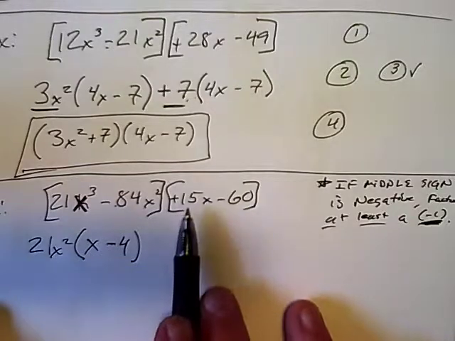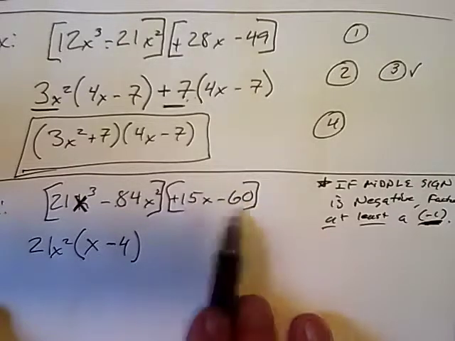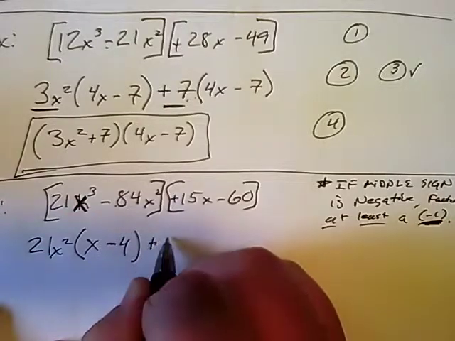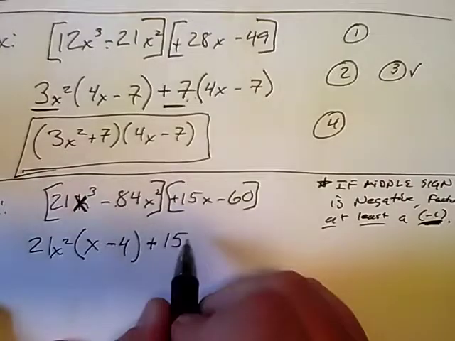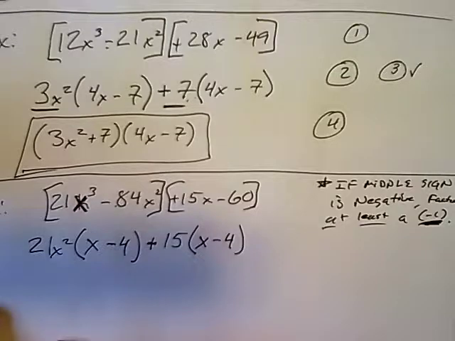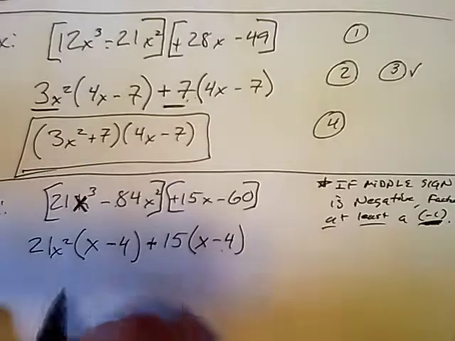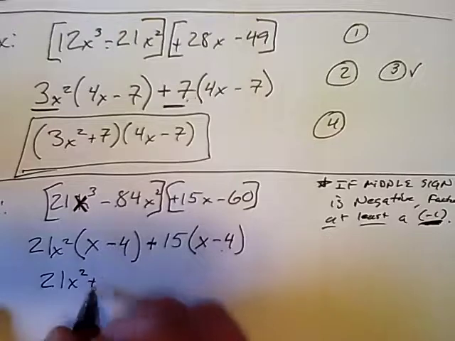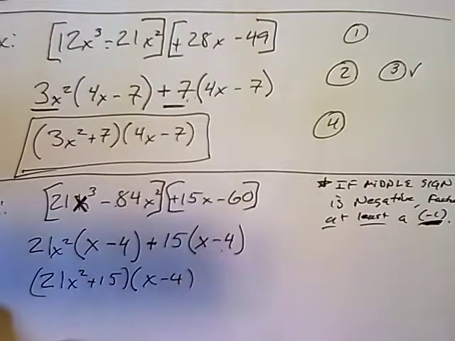And then I'm looking over here, 15x minus 60. Well, the 15 and the negative 60, I know 15 goes into 60 because I can tell time. And I know it goes 4 times, so I can bring out a positive, right? Bring your sign. The sign always comes with it. Positive 15. What's going to be left over is x minus 4. Now, do these match? The x minus 4, x minus 4? Yes, those do indeed match. So now I can rewrite my binomials. 21x squared plus 15 times x minus 4.